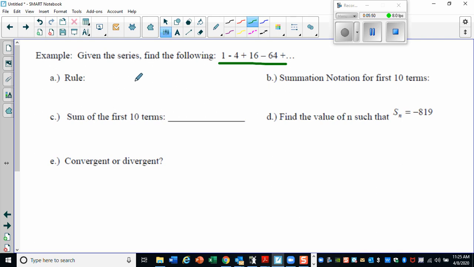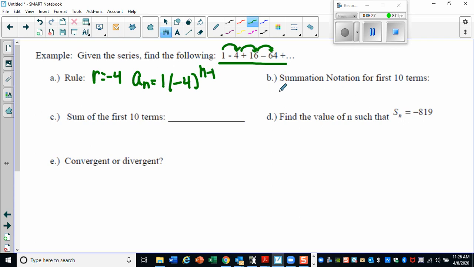All right, so let's go ahead and find the rule here. So notice, I know this is geometric, so how am I going from 1 to -4 to +16? Remember, every time since we are alternating between minus plus, that is going to tell us that we are going to be multiplying by a negative. So we're doing 1 times -4 times -4 times -4. All right, so we know that our ratio in this case is -4. So let's write our rule. Our first term, which is 1, my ratio, which is -4 to the n minus 1.